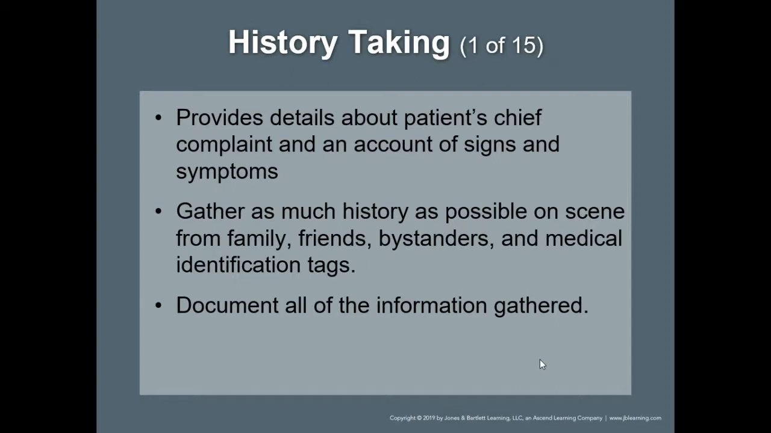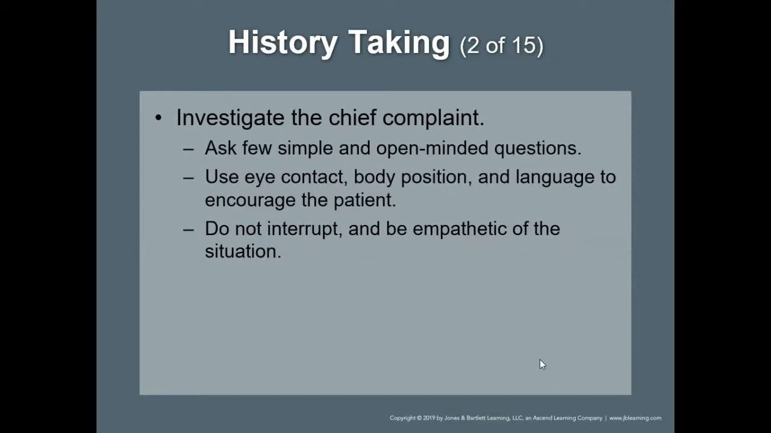If you cannot get information from the patient, family, friends, bystanders, or tags on the patient, then you look at the patient for clues and you ensure that you check the pupils, pulse oximetry, glucometer, end-tidal CO2. And when time allows, make sure you get them on your cardiac monitor and you do a 12-lead ECG. Document all the information you have gathered.